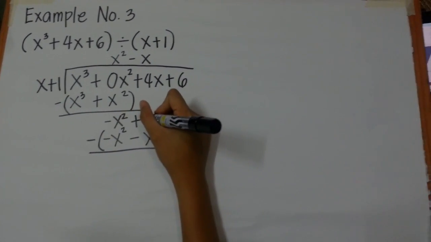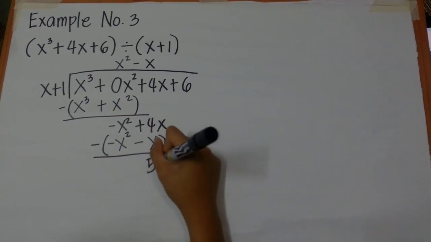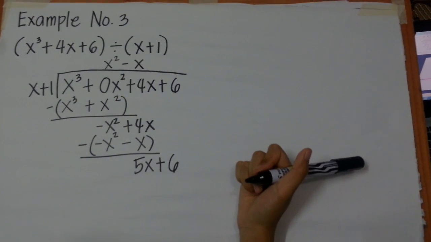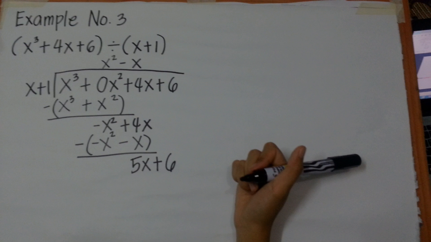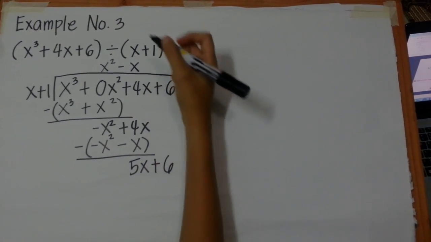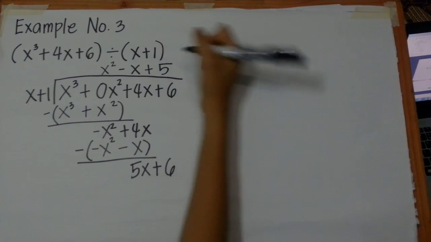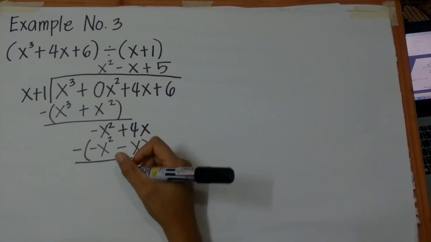Negative x squared minus negative x squared is equivalent to 0. 4x minus negative x is equivalent to 5x. We bring down 6 and we have a new polynomial. Repeat the first step. What will you multiply with x in order to get 5x? That would be 5. Multiply this with a divisor.